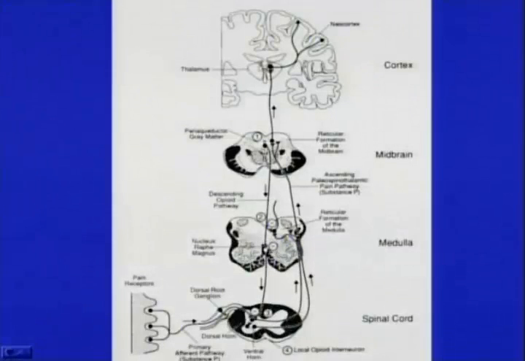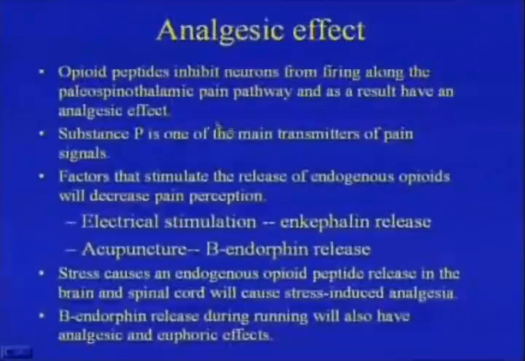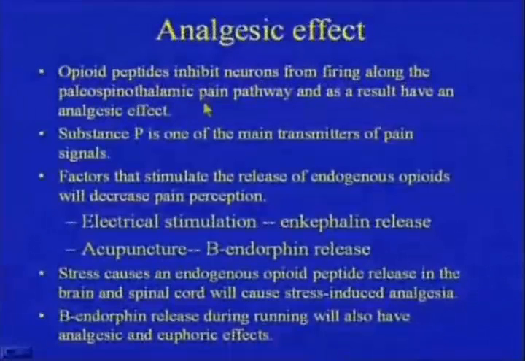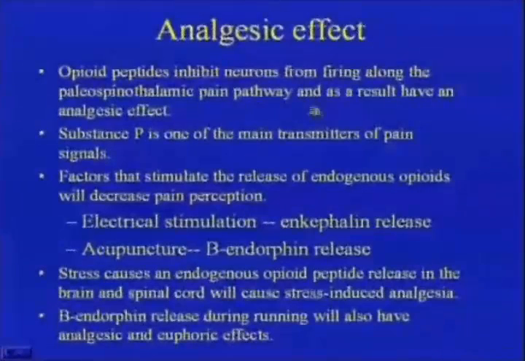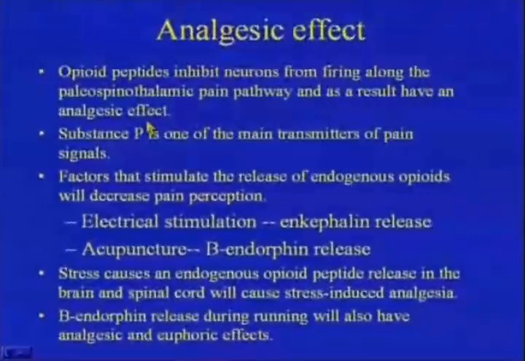Okay, so here in the medulla, the nucleus raphe magnus, the exogenous opioids that we'd be giving to treat intractable pain would be acting here and here at the spinal cord. So this analgesic effect of the opioid peptides is through inhibiting neurons from firing along the paleospinothalamic pathway, and as a result have an analgesic effect. They stop the pain signal from reaching the level of the thalamus, from exiting the spinal cord actually, and therefore it can never reach the cortex.